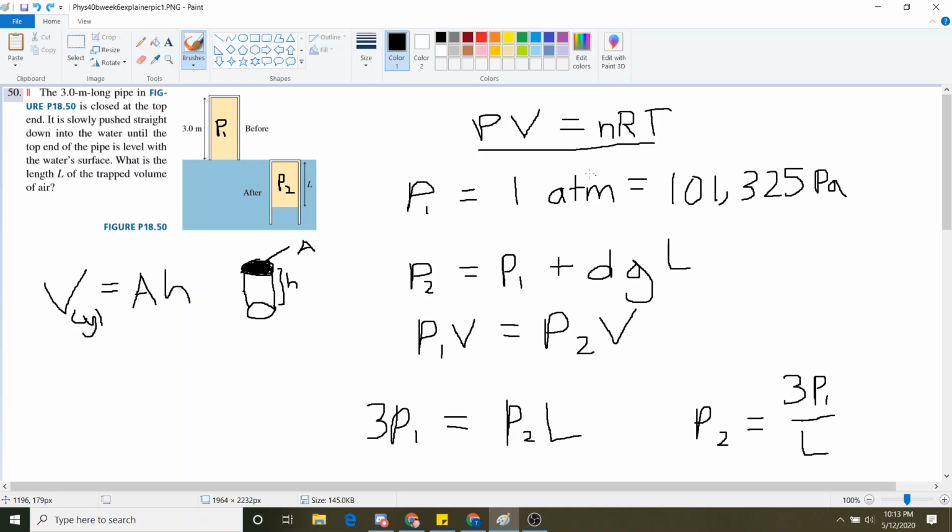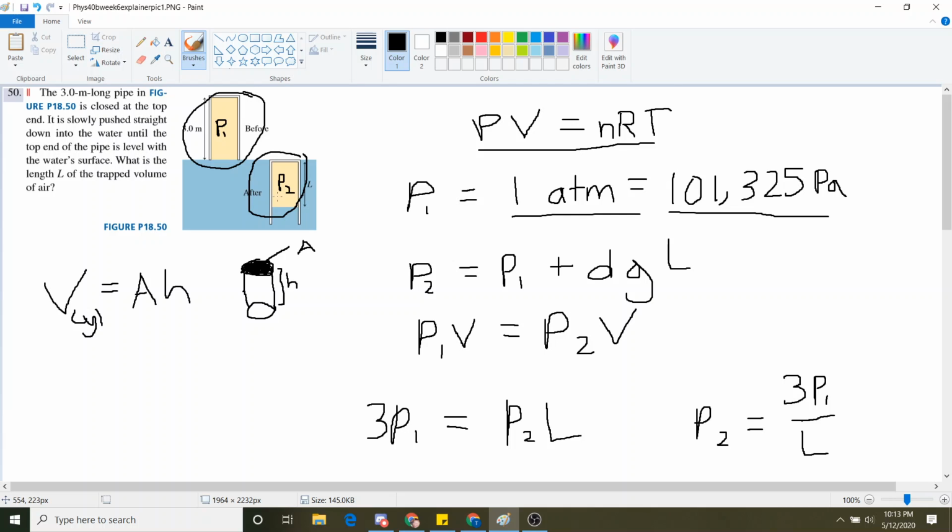So for this one we can use the ideal gas equation, as always, PV equals nRT, and before it is pushed down, we know that the pressure inside the cylinder initially should be about equal to 1 atm, which is just the normal atmospheric pressure, and that's going to be equal to 101,325 pascals.